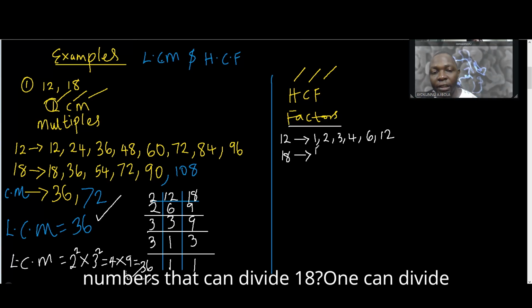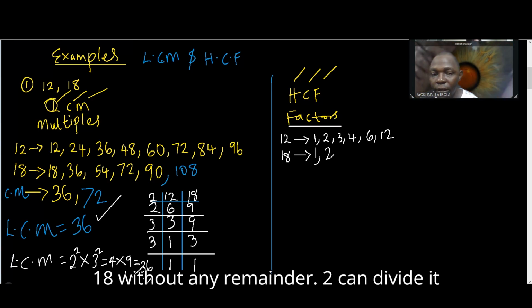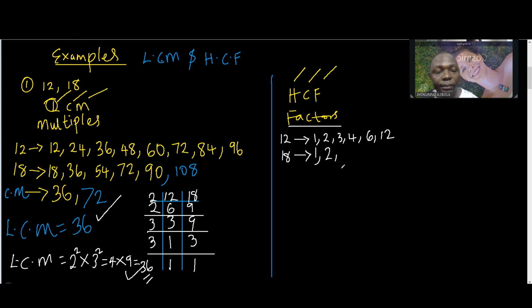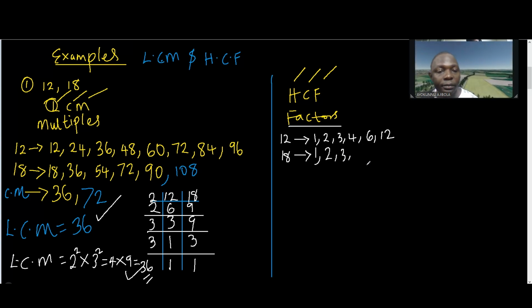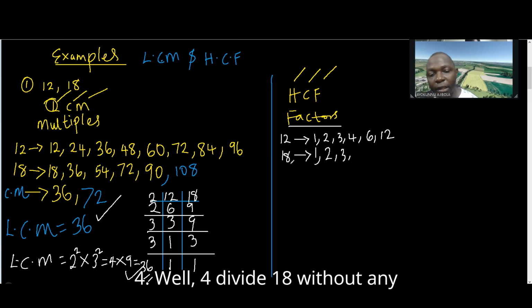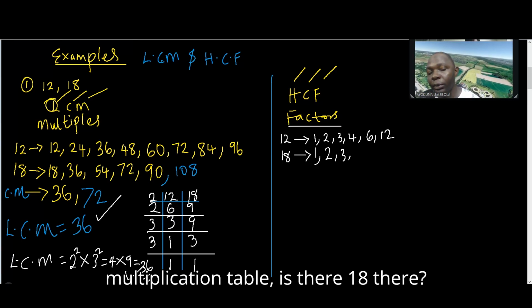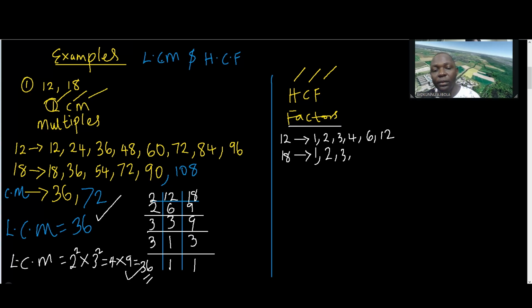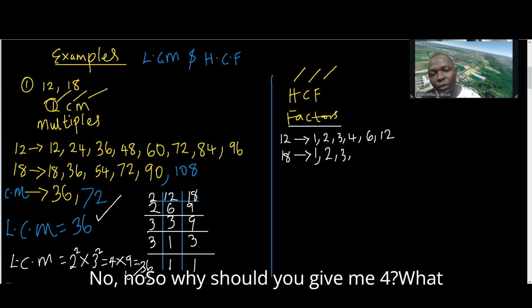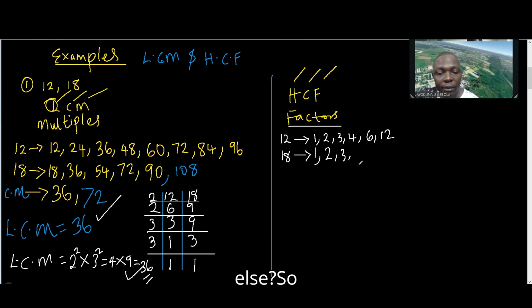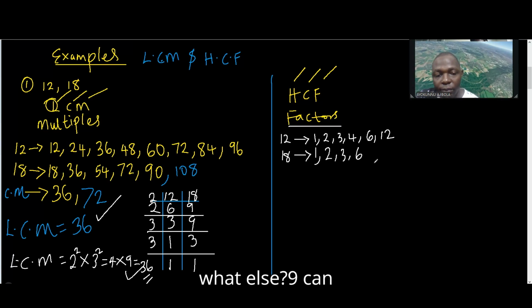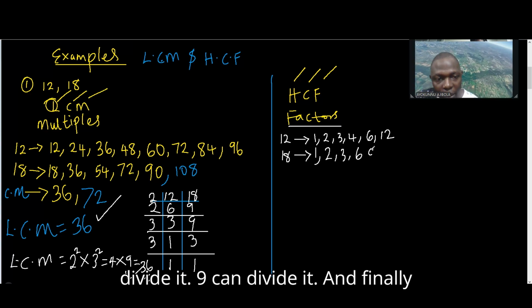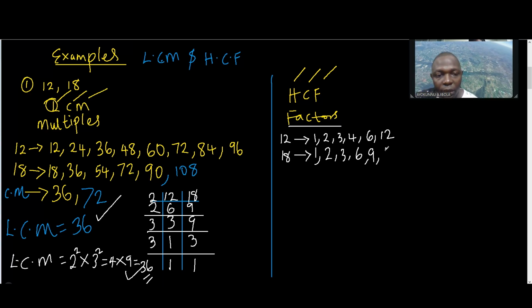What are the numbers that can divide 18? 1 can divide 18 without any remainder. 2 can divide it without any remainder. What else? 3. Okay, what else? Will 4 divide 18 without any remainder? When you check your 4 multiplication table, is there 18 there? No, so why should it give me 4? What else? 6 can divide it, very good. And what else? 9 can divide it. And finally, 18 itself.